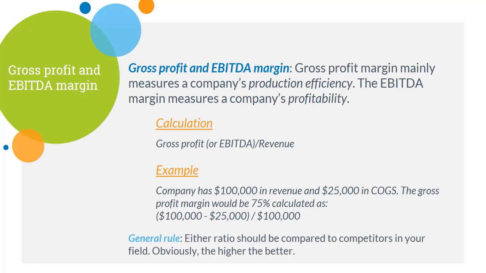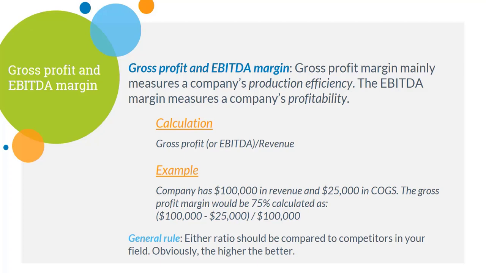So as a general rule, either ratio just needs to be compared to your competitors in the field. Now, the higher, the better, but there's not a hard and fast rule of what you want your ratios to be. It is very, very, very dependent upon industry. So as an example, I'll use the software industry. In the software industry, you want your gross profit margin to be above 75%. Anything less than that is not good. You want it to be above 75%, and really you kind of want it above 80%, but 75% is sort of like the threshold within the software industry.